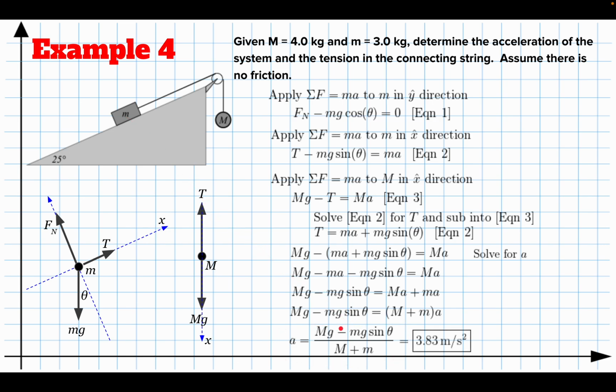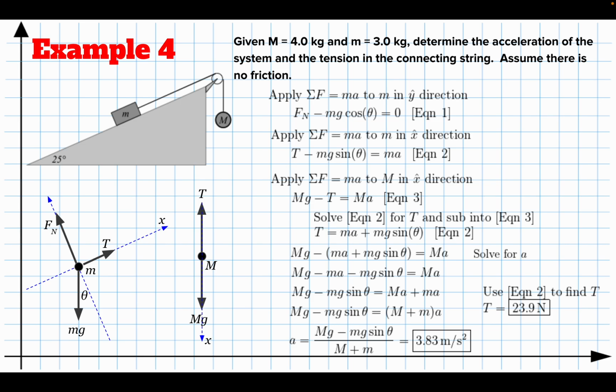You could then plug in your numbers, and you get 3.83 meters per second squared. And then if you need to find the tension, you have already solved equation 2 for T. So once you know the acceleration here, you can plug it in, and you can find T. So to find the tension, just use equation 2, and you can figure that out as 23.9. Okay? So that's an example.